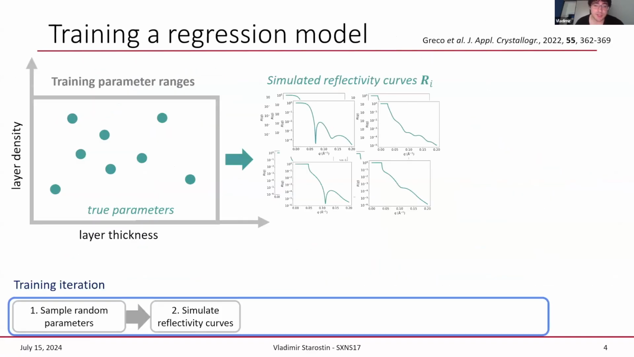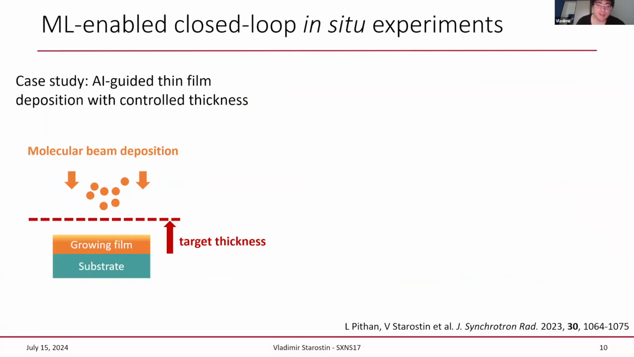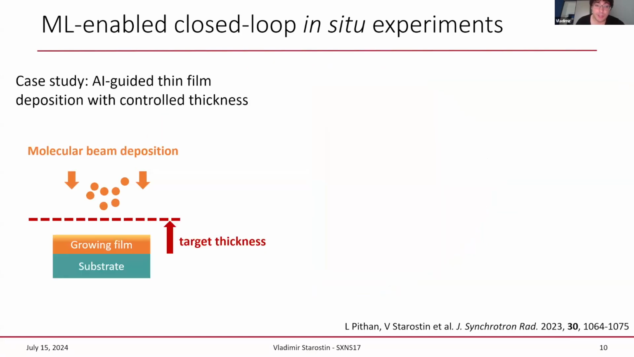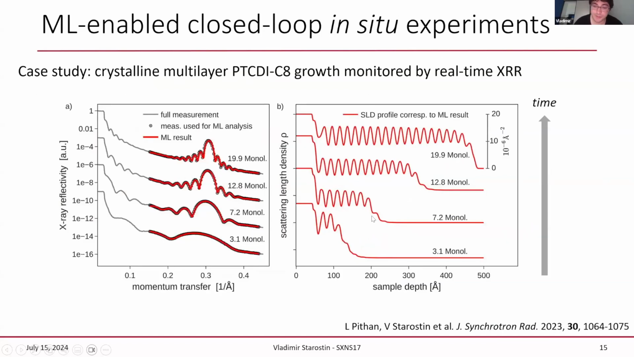And just to give some more context, especially for people who attended on Monday, the package Reflectorch I'm going to talk about today is the package that was used in our closed loop experiments a year ago, published in a paper. And this is the package which we used to precisely grow the films with predetermined thickness in different settings during the closed loop automatic experiments.